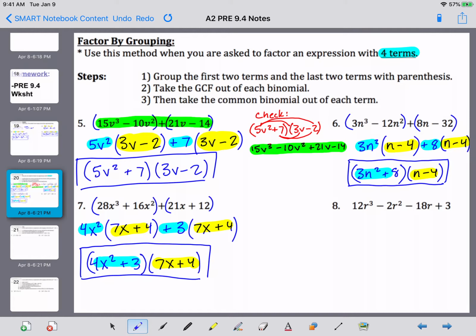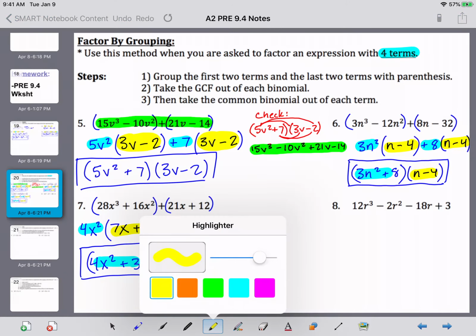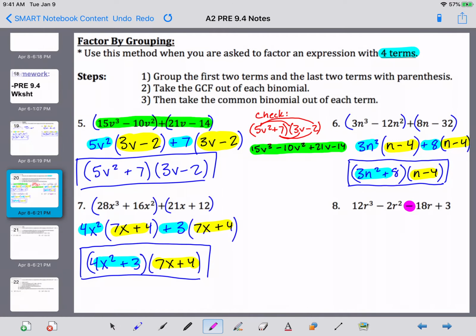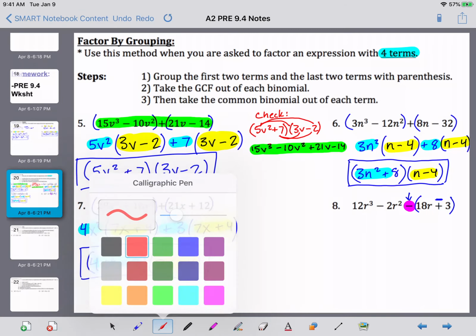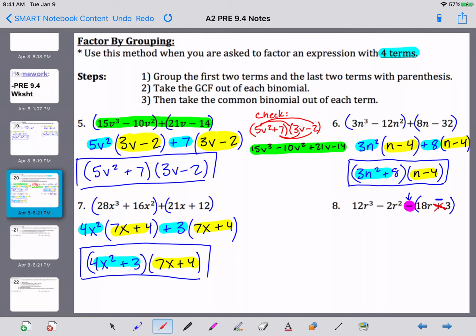Okay, let's try this last one, number 8. Now, if you have a minus sign, actually, let me do that in a different color. If you have a minus sign in the middle, like we do here, when you group that second part, these last two terms, if this is a minus sign, that means you have to always change this sign to its opposite. So that's going to become 18r minus 3. So that's very important to remember if there's a minus sign in the middle of your groups.